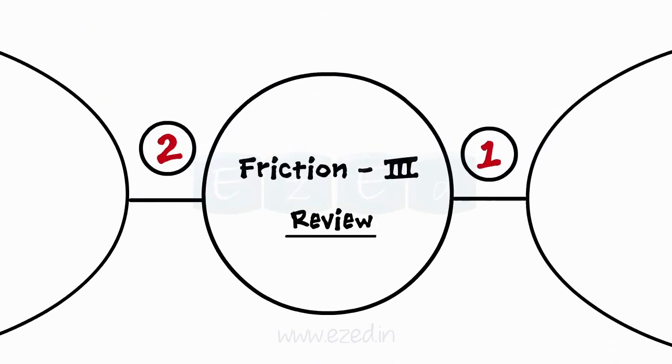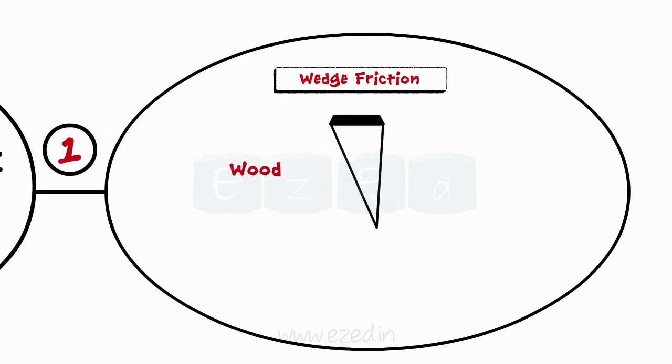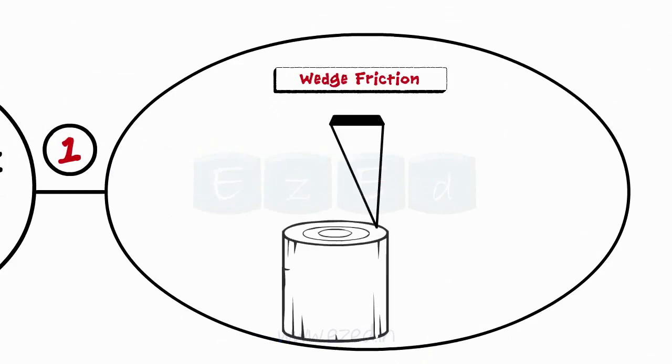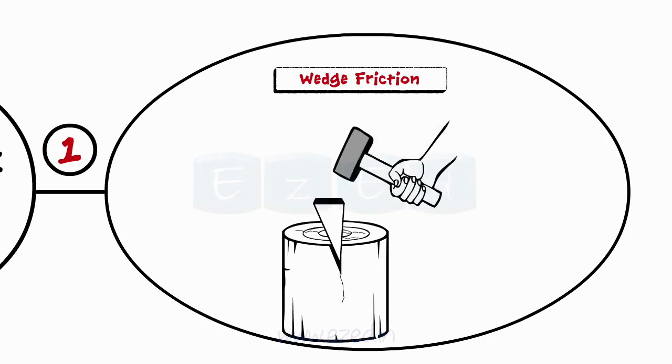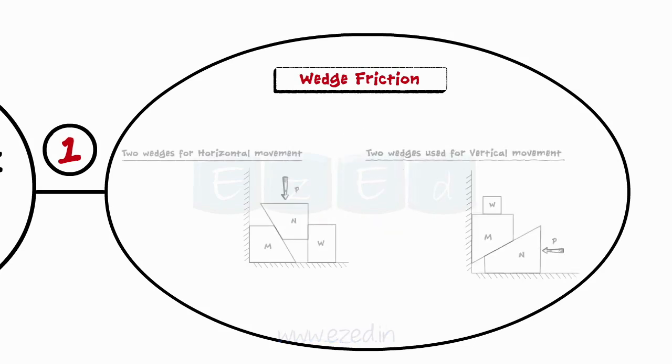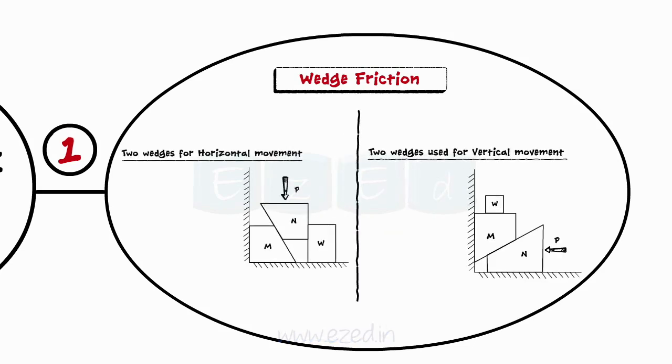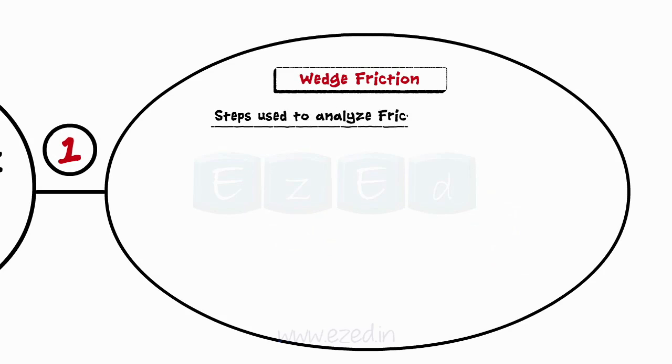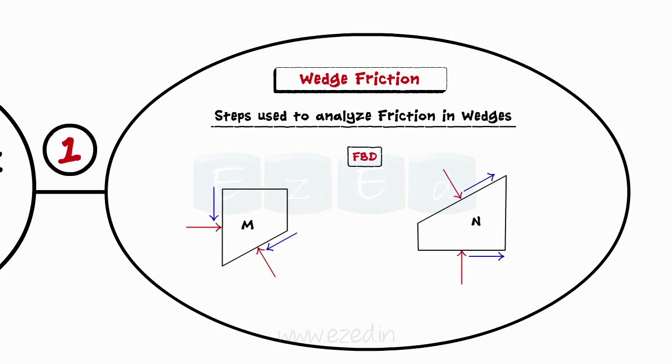Let's have a quick review of what we've studied in this lecture. A wedge is a piece of wood, metal, or some other material having one thick end and tapering to a thin edge that is used to lift or shift heavy blocks, machinery, etc. Usually 2 or more wedges are used in combination. We learnt that wedges are used to impart horizontal or vertical displacement to other blocks. Then, we learnt the steps involved in analysis of friction in wedges. These 2 steps must be implemented very carefully to correctly analyze wedge friction.